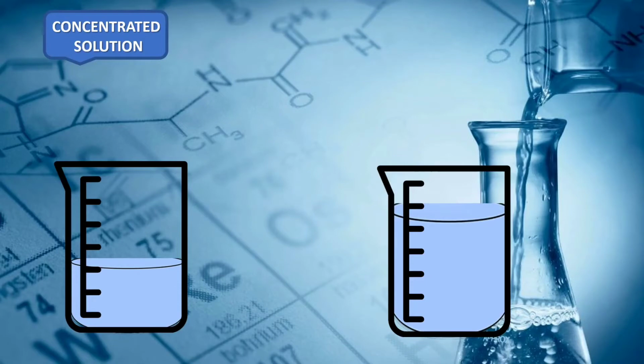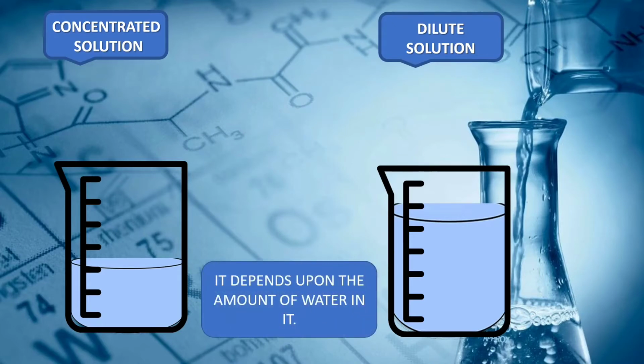The one which has more sugar and less water is called a concentrated solution, and the other which has less sugar and more water is called a dilute solution. So it depends upon the amount of water in the solution. If the amount of water is more, then the solution will be dilute, and if the amount of water is less, then the solution will be concentrated.